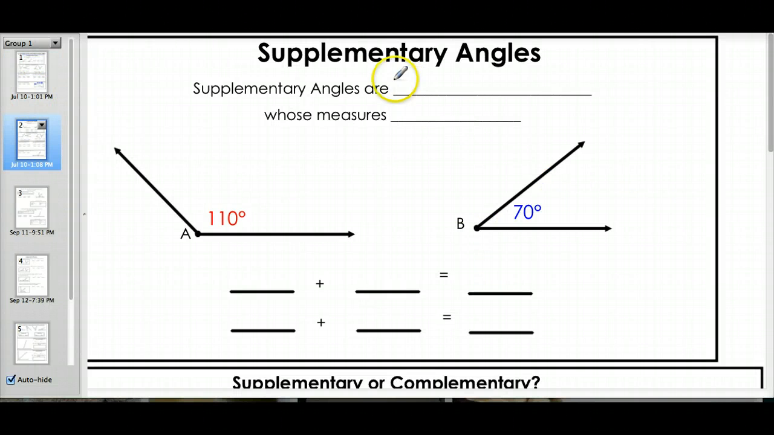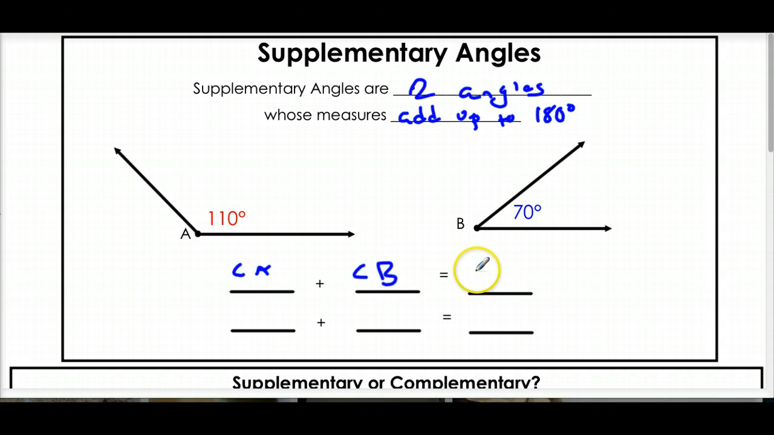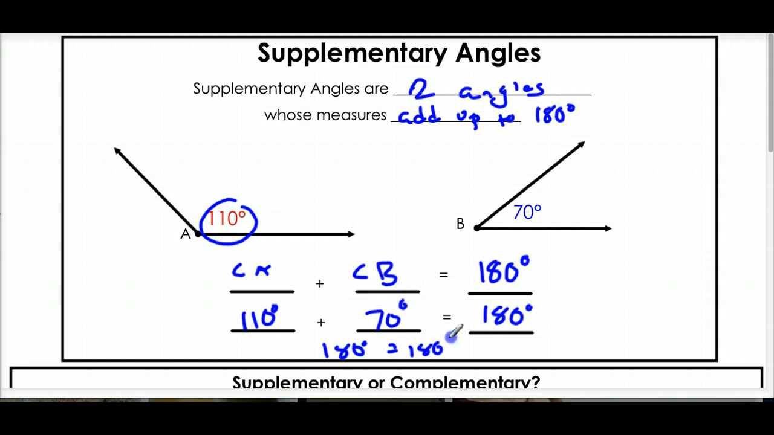Okay, supplementary angles. Supplementary are two angles whose measures add up to 180. So I'm going to tell you right now, angle A and angle B are supplementary. But just like before, we should probably check to see if I'm lying to you. So I'm going to say angle A and B are supplementary, so they add up to 180. Angle A is 110 degrees. We know that from here. Angle B is 70 degrees, and they add up to 180. Well, let's check this out. 110 plus 70 is 180. Yep, this is definitely true. So yes, these two are supplementary.